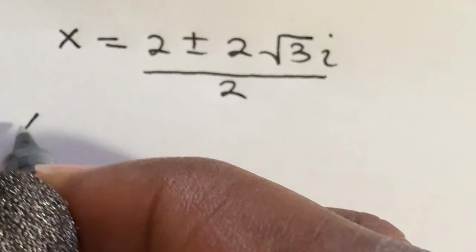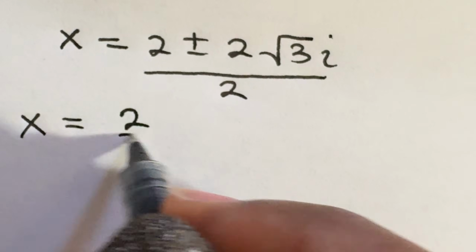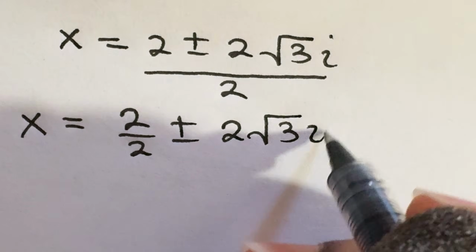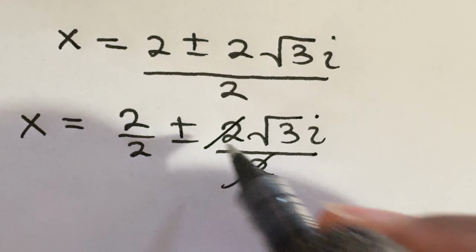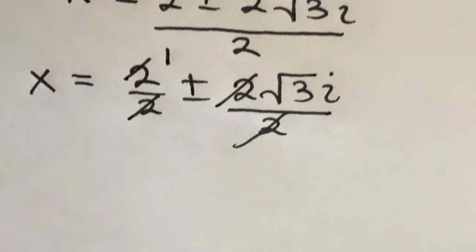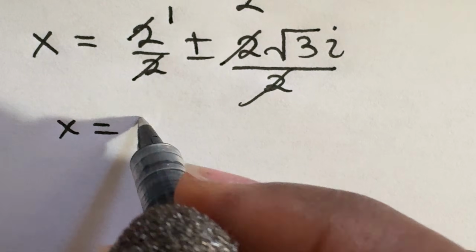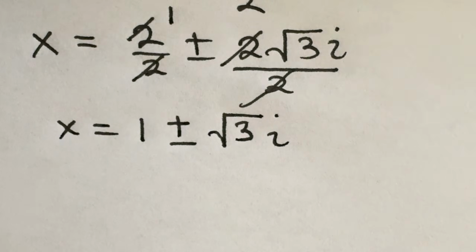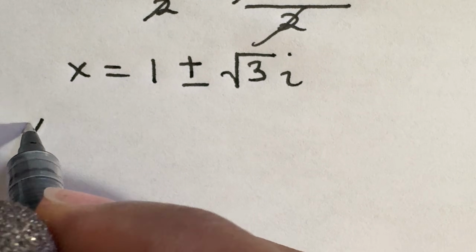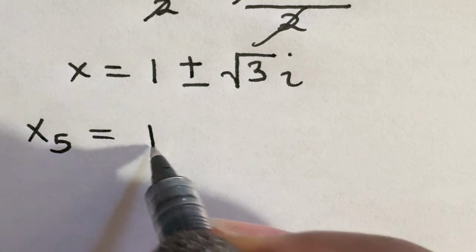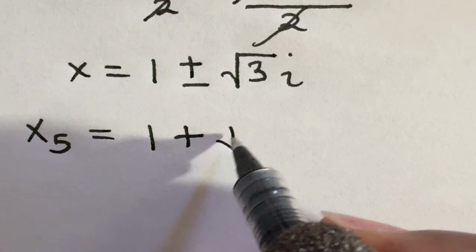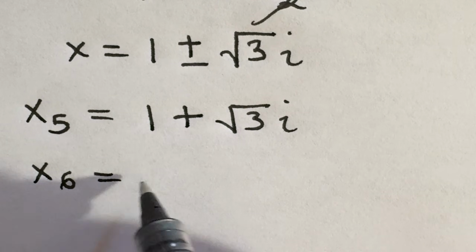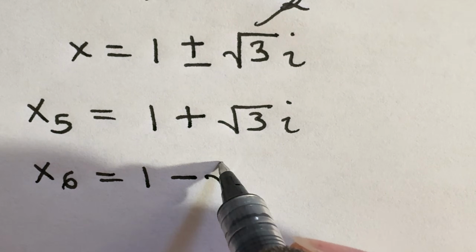Let us separate this division. This will give us x is equal to 2 divided by 2 plus or minus 2 root 3i divided by 2. 2 cancels 2 here. 2 divided by 2 here is 1. Then we have x is equal to 1 plus or minus root 3i. Then we can split that to give us x5 equal to 1 plus root 3i, and then x6 is equal to 1 minus root 3i.